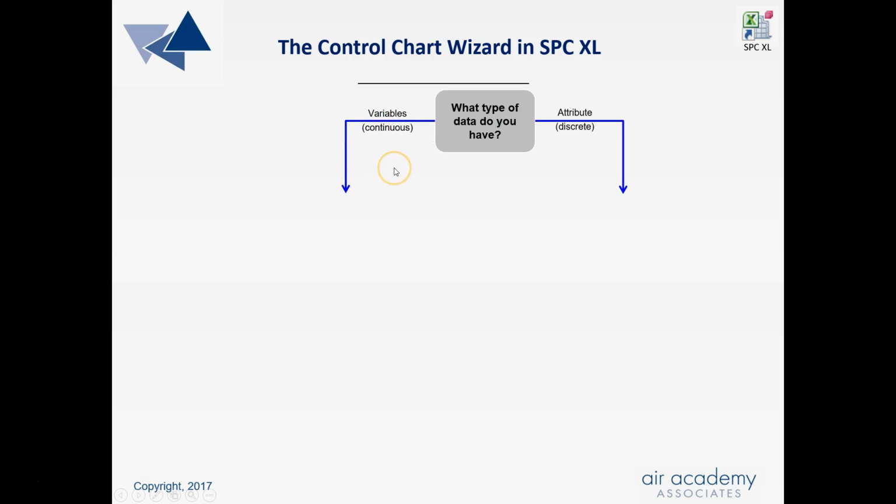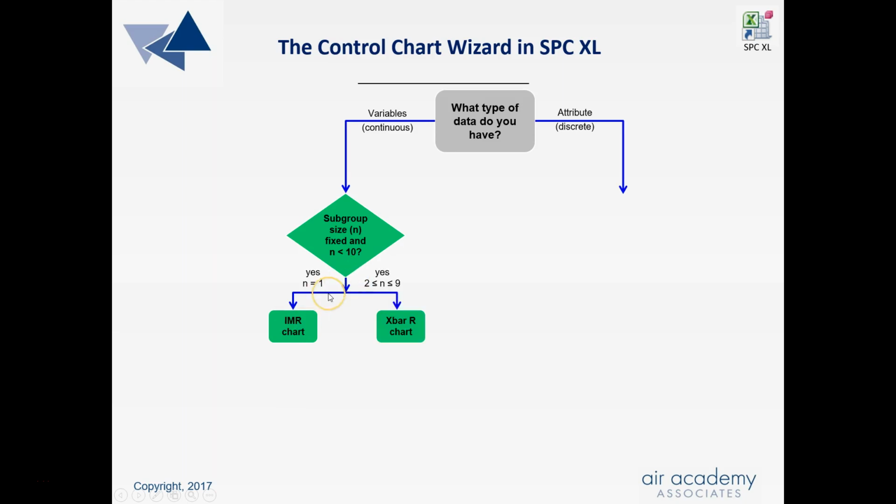Let's go down the left side here, variables data, and it's going to ask, is your subgroup size 1 or more than 1? And is it less than 10? If it is 1, you're going to use the IMR chart. That is an individual point. You're going to plot individual points with a moving range. And if it's more than 1, between 2 and 9, you'll use an X-bar R chart. Those are the 2 charts that you should know as a practitioner of process performance improvement.